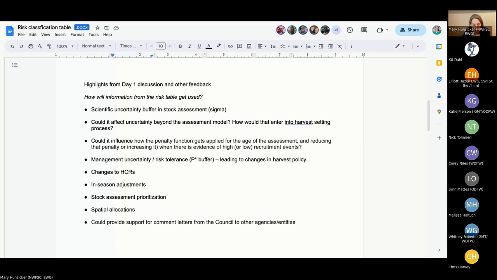Stock assessment prioritization: a lot of folks thought that the risk table approach could be useful for prioritizing stock assessments, particularly for the groundfish stocks. Other ideas that came up were that it could be useful in terms of spatial allocations, and may also provide support for comment letters from the council to other agencies or entities. And so if we have time today, we could revisit these ideas with the new folks who are on the call today, particularly the stock assessment scientists.